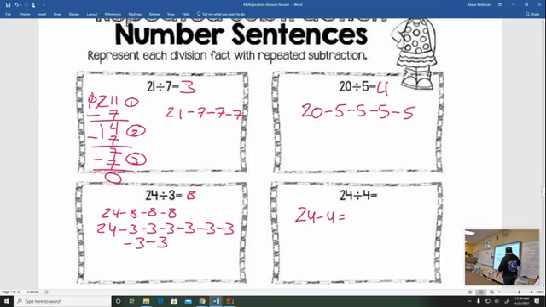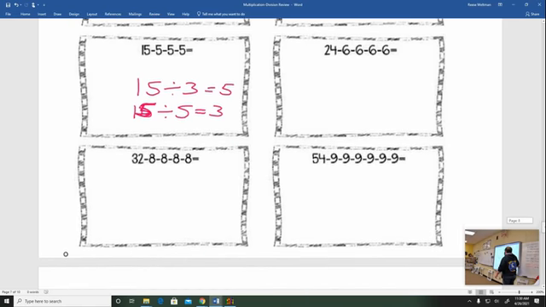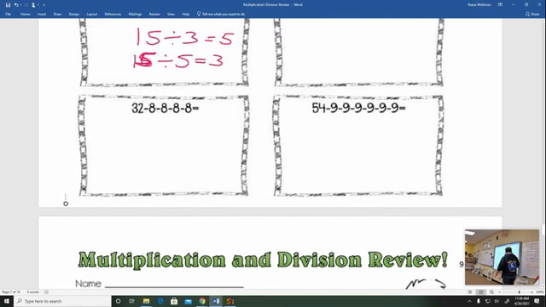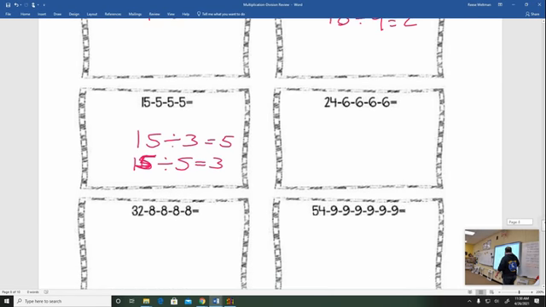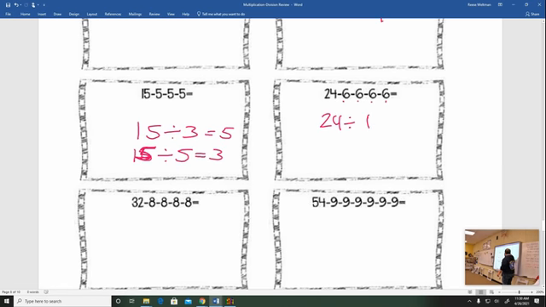Which is why when you write them out down here, you can do them multiple ways. You could have done 15 divided by 3 is 5, or 15 divided by 5 is 3, because they're actually giving you the answers already. 1, 2, 3, 4. 24 divided by 4 equals 6. Same thing as 24 divided by 6 equals 4. You guys see that? Does that make sense?